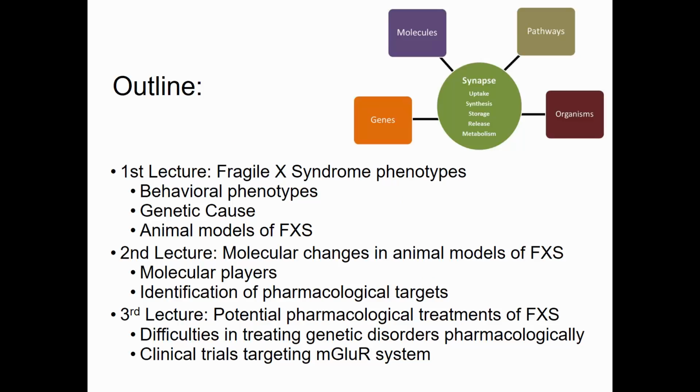In the first part, we talked about what Fragile X syndrome was, what some of the phenotypes were. We talked about the genetic cause, as well as some of the animal models that have been produced to try and replicate the human condition.